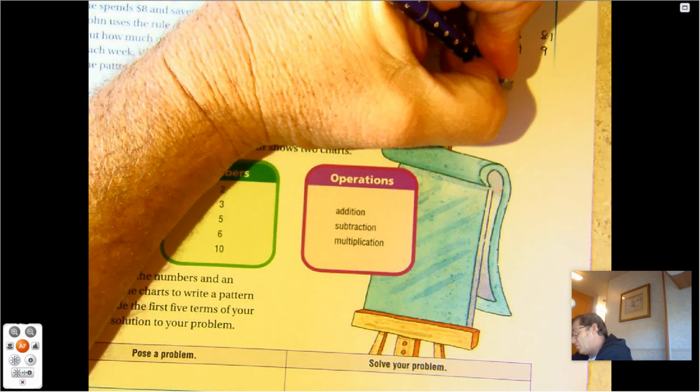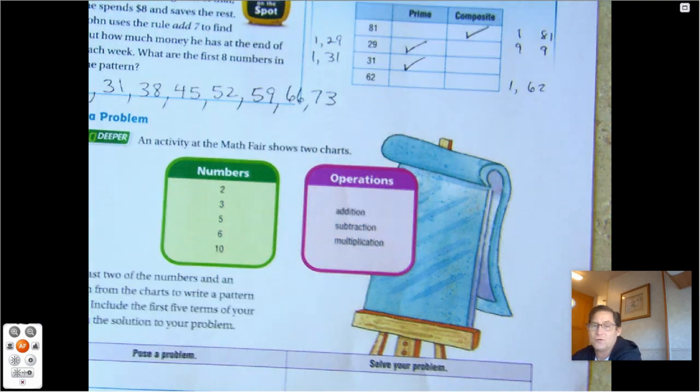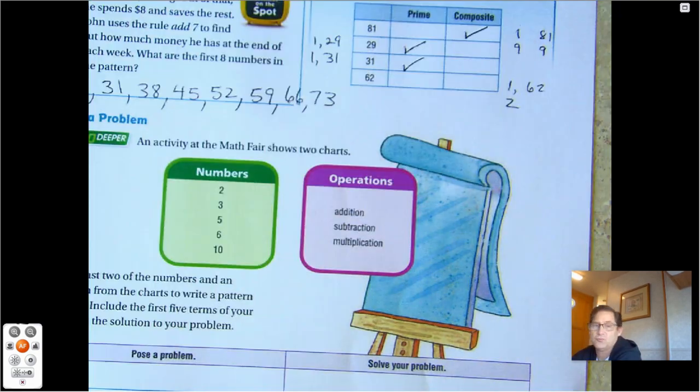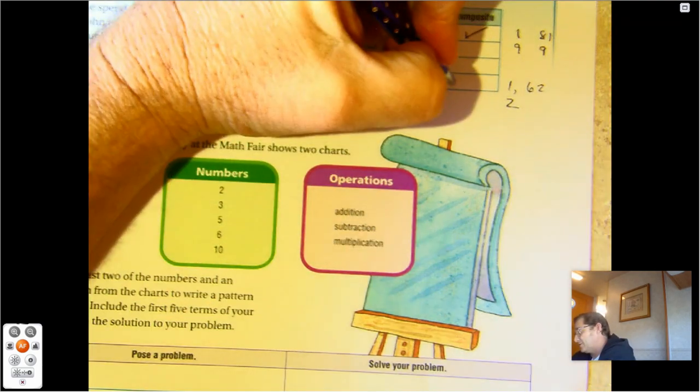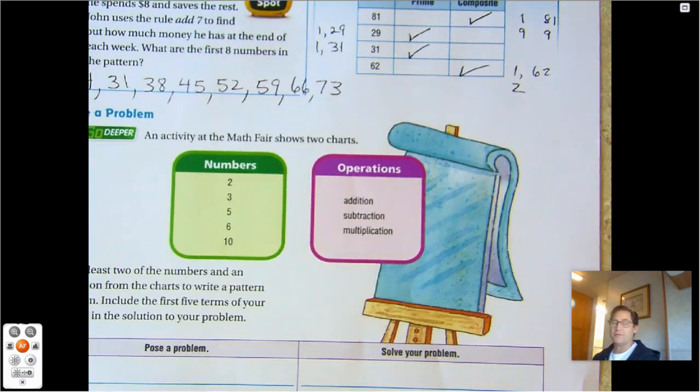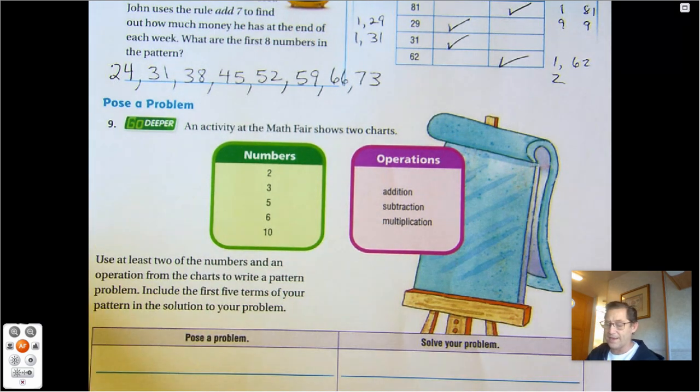62. I know 1 and 62 has to work, and I know at least 2 works because it's an even number. So it's composite. Okay, remember with composite, all we have to do is see if it has more than 2 factors. If it has more than 2 factors, it's composite.